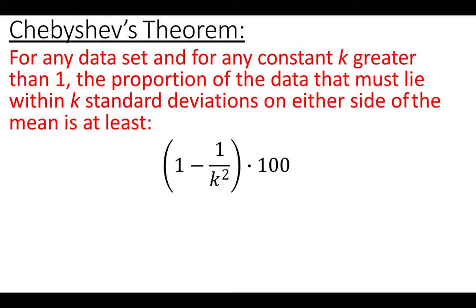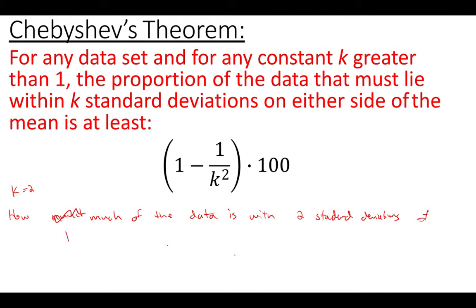All right, I know it's a lot of words. Let me try to explain it. So let's say we have our k equals 2, meaning we want to know how much of the data is within 2 standard deviations of the mean.